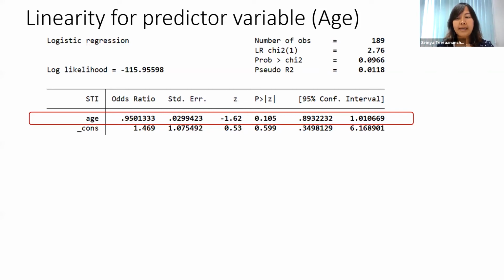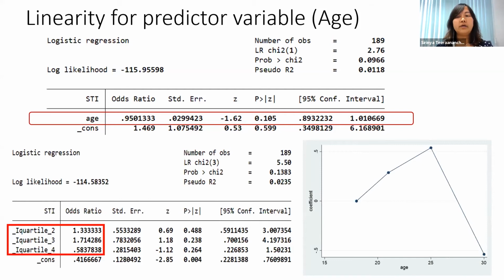From the lincheck command, we can get this graph on the right-hand side, and some output that compares the odds ratio for each age quartile. In this command, we run the model and classify the age group as quartiles. The first quartile is the reference group with an odds ratio of 1. And the graph shows that the relationship is not linear, and that there isn't a decreasing risk of STI across all ages.